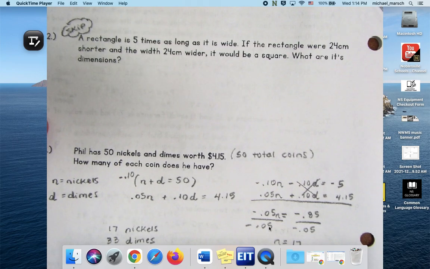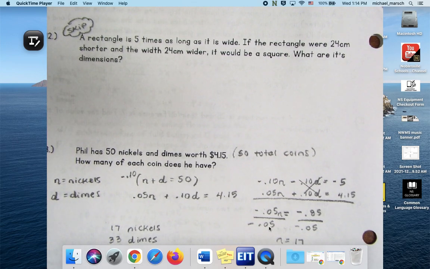Okay. A rectangle is 5 times as long as it is wide. If the rectangle were 24 centimeters shorter and the width 24 centimeters wider, it would be square. What are its dimensions? Yikes. So that's why I had you skip it. I don't even know where to start, right?